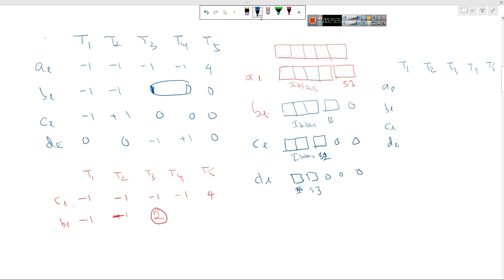So now I have 4, right? So this is 4. This is negative 1, negative 1, negative 1, negative 1, negative 1, negative 1, negative 1, negative 1, 3, 0. Now I am just comparing this. AI BI: plus 1, plus 1, plus 1, minus 3, 0, so totally 0.